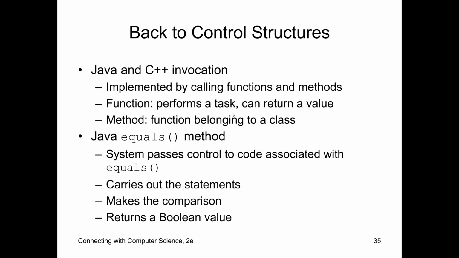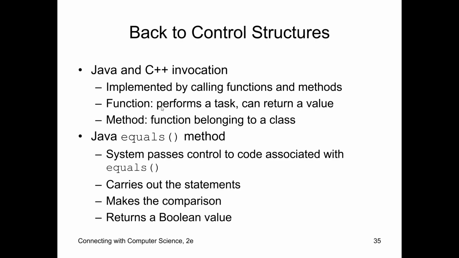So we're going to look at some control structures here. In Java and C++, invocation is used by calling functions and methods, and that's pretty much the same in Python and C# as well. A function, and there's a difference here, performs a task that can return a value. It doesn't have to return a value.